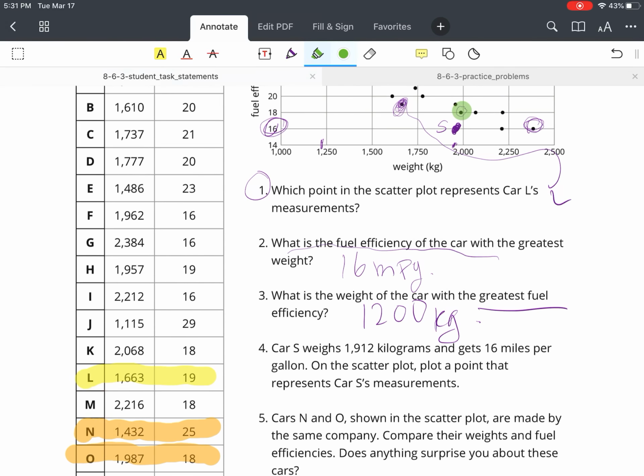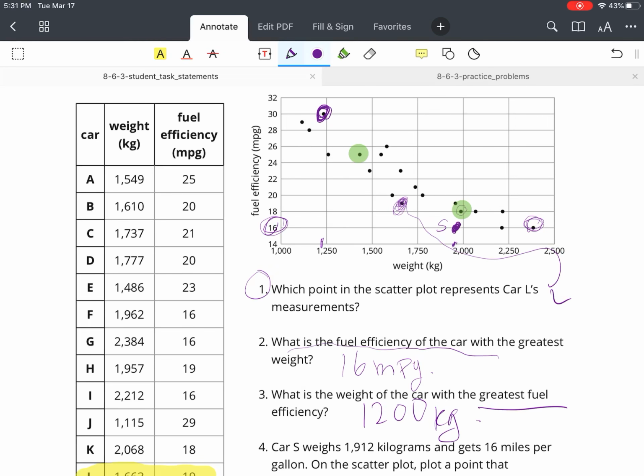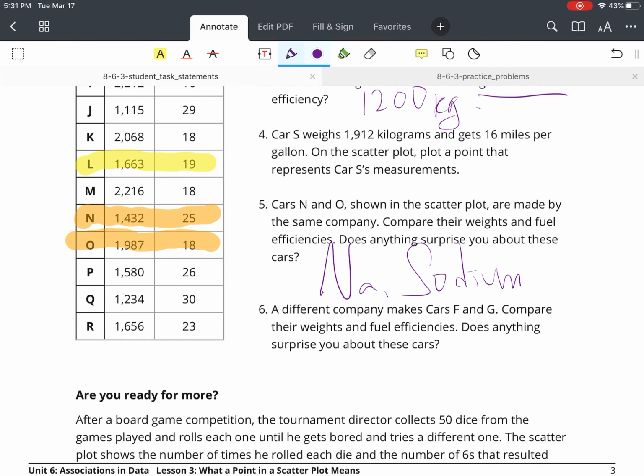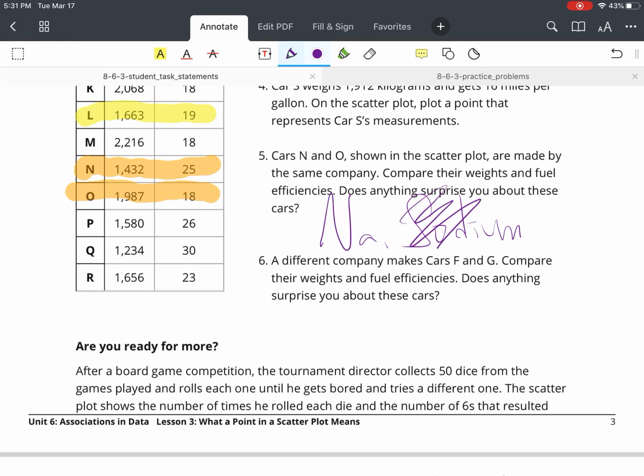Does anything surprise you about these cars? What do y'all think? I'm going to say nah, which is actually the chemical name for sodium. And you'll learn that in chemistry.